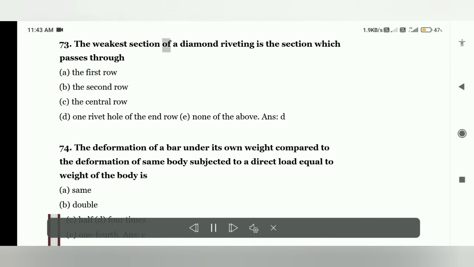73. The weakest section of a diamond riveting is the section which passes through: the first row, the second row, the central row, one rivet hole of the end row, none of the above. Answer D. 74. The deformation of a bar under its own weight compared to the deformation of the same body subjected to a direct load equal to the weight of the body is: same, double, half, 4 times, 1/4. Answer C.